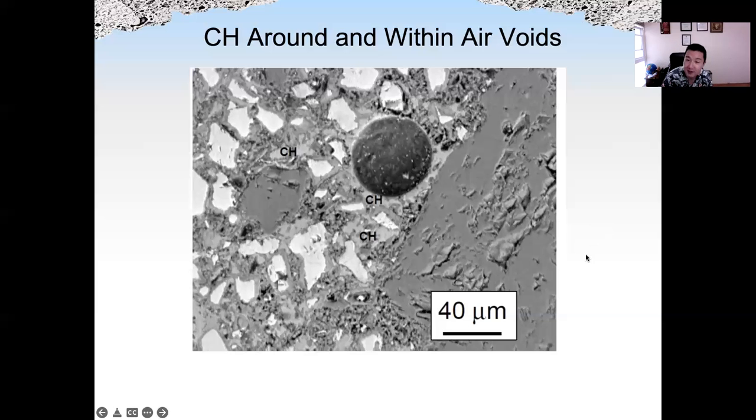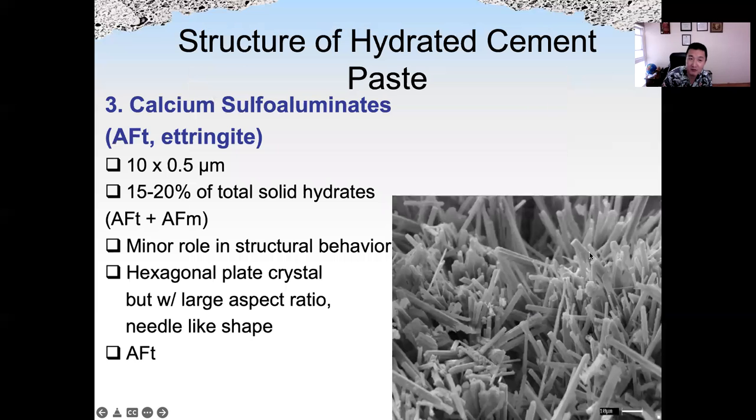All right. Then let's look at the third phase, which is ettringite, or AFt. We also call that calcium sulfoaluminate. It is a needle-like material. Hexagonal plate crystal, but with a very large aspect ratio. So it's very long, but the cross section, if you cut it, is a hexagonal plate. So that's a needle-like shape. The size is 10 times 0.5 micrometer.